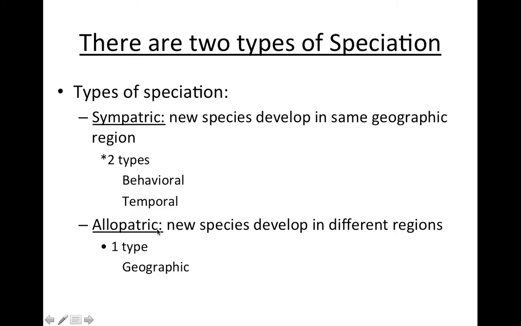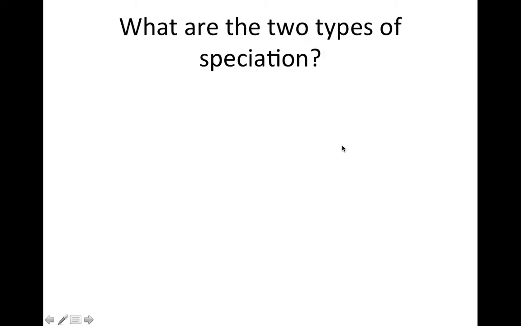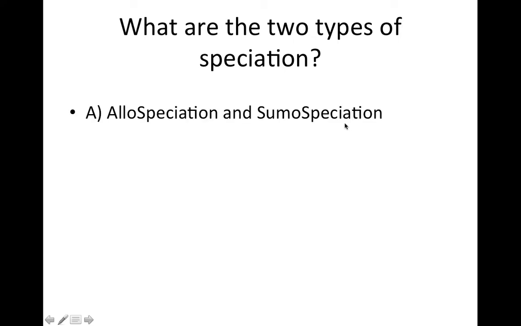So allopatric is easy to remember because it's species developing in 2 totally different places. And if the species develops in 2 totally different places, you can guess that some kind of geographic event has to have happened to separate them. So what are the 2 types of speciation? Great, the 2 types of speciation are again allopatric and sympatric speciation.